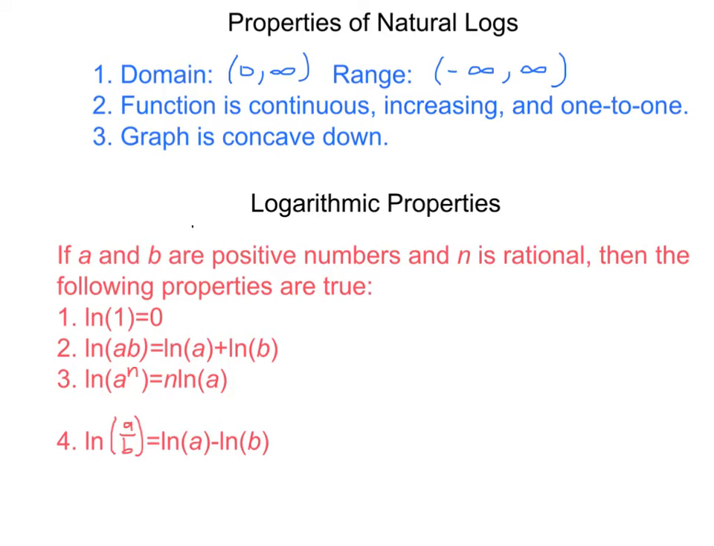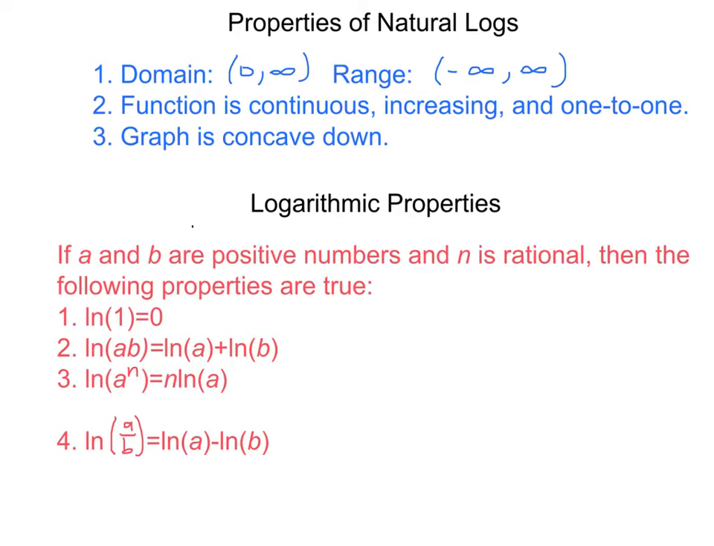Now here are some log properties that you should remember as well. We spent a lot of time last year looking at these. To start out, we're going to assume that a and b are positive numbers and n is irrational. Then the following properties are true. First up, the natural log of 1 is equal to 0.